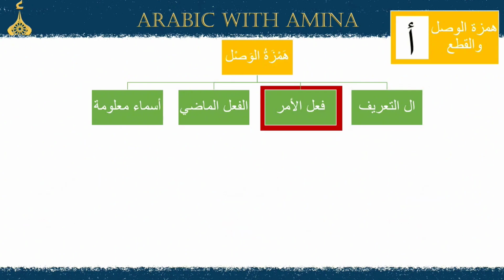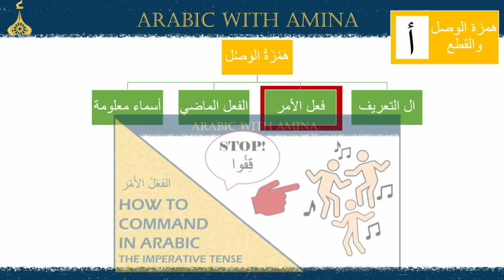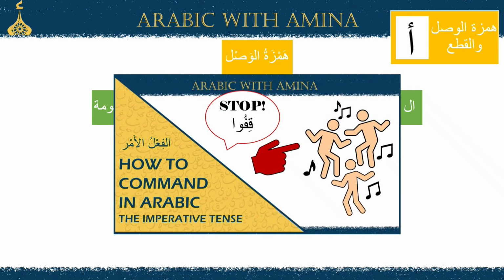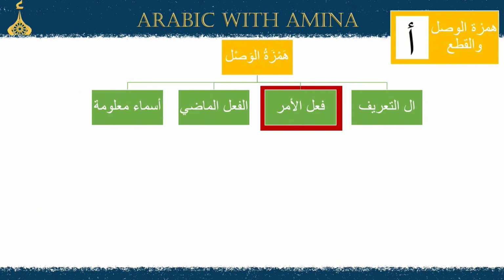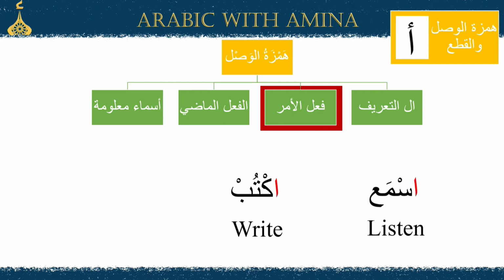Next, fi'l al-amr, imperative verbs. Again, covered in much more detail in another lesson. The alif in these verbs is Hamzat al-Waṣl, meaning we don't write the Hamza on top of the alif. Like in the verb اكتب, write. اسمع, listen. افعل, do.